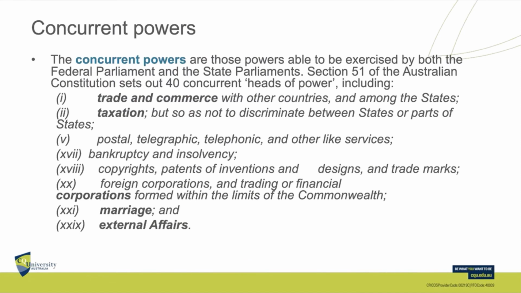Then we have concurrent powers, which can be exercised concurrently, hence the name, by both federal and state parliaments. And these are set out in section 51 of the Australian Constitution. And there are some really important powers here. Just looking at this list quickly, we see trade, taxation, corporations, marriage, external affairs. These are important powers, and they sit in a fairly complex position because they're actually concurrently held by two different layers of the Australian legal system.